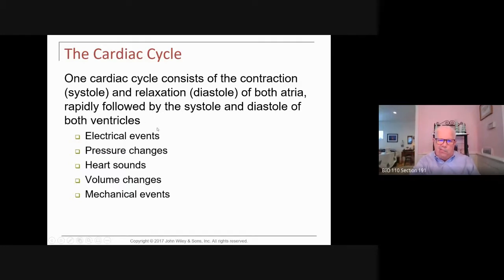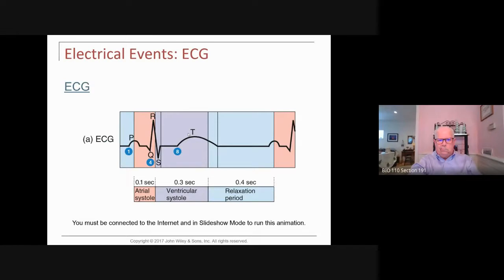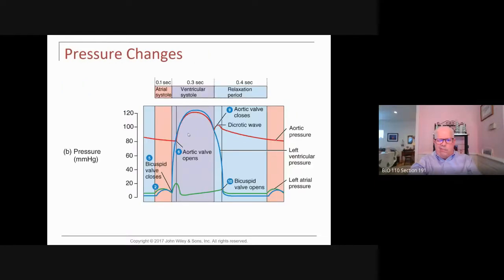It is based on electrical events. It is based on pressure changes. It is based on heart sounds. It is based on volume changes, and is based on mechanical events. Okay? So that is very important to understand, and we'll talk more about that next week. We'll talk more about the electrical events next week also. This is very confusing. You don't need to know a lot of this.